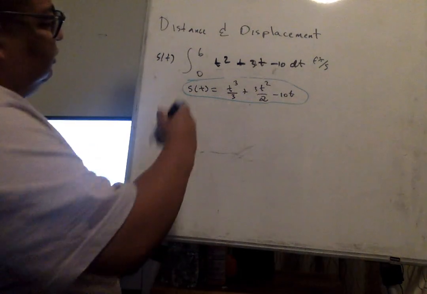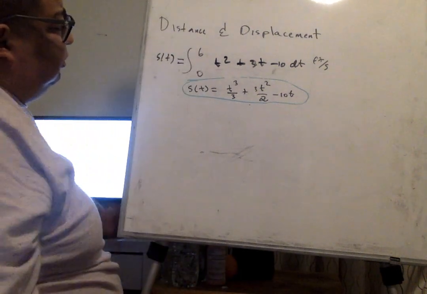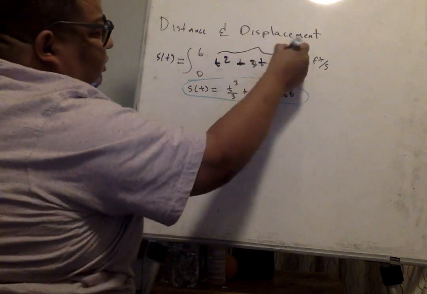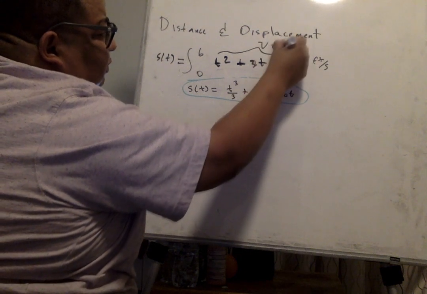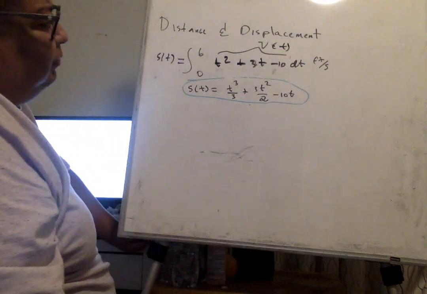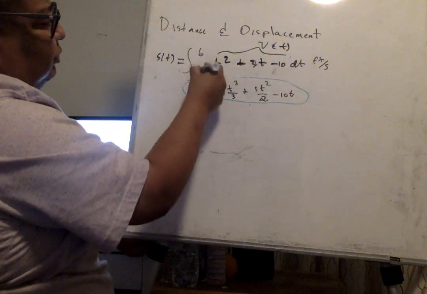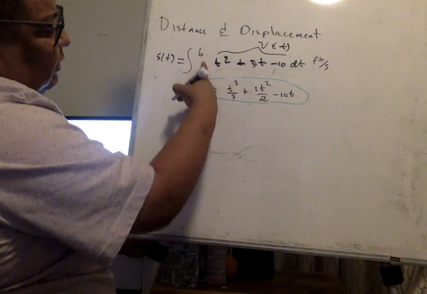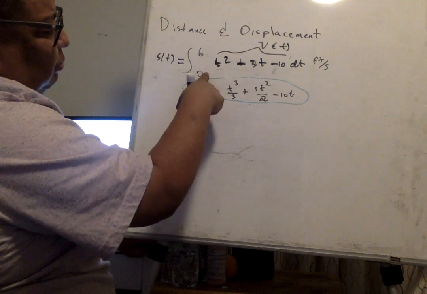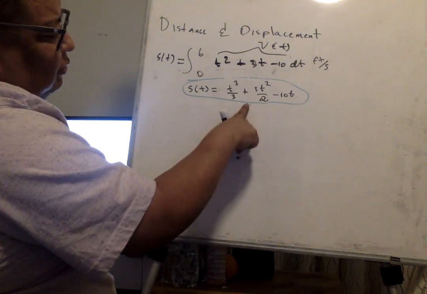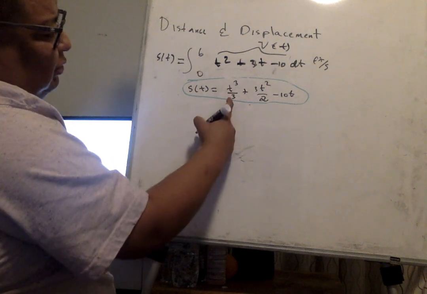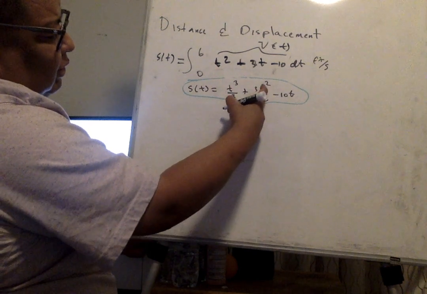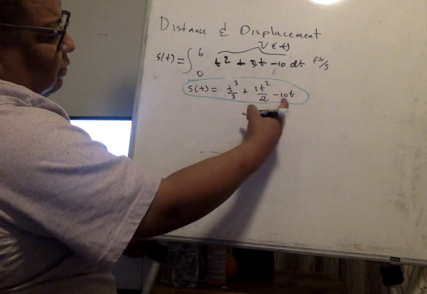So let's say you're given your velocity, and the interval from 0 to 6. Your position is going to be the integral from 0 to 6 of the velocity. So this is your velocity function. When you take the integral, without plugging in the endpoints, it's going to give you this function: t cubed over 3 plus 3t squared over 2 minus 10t.